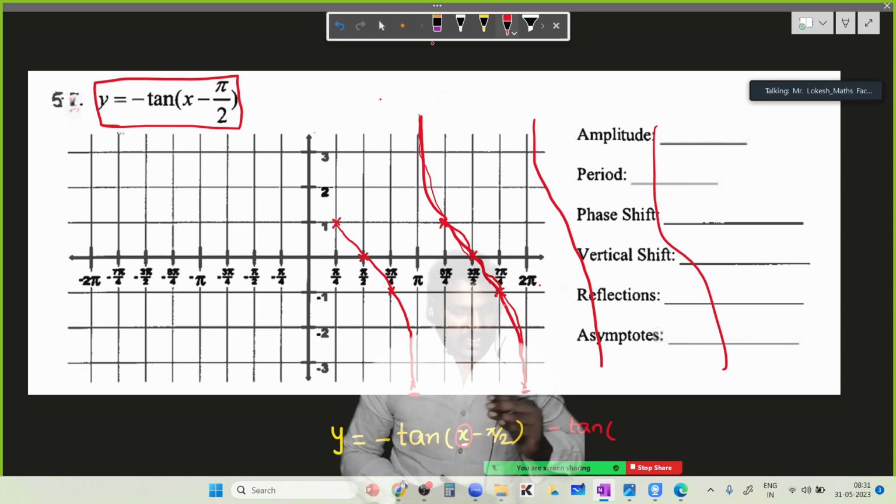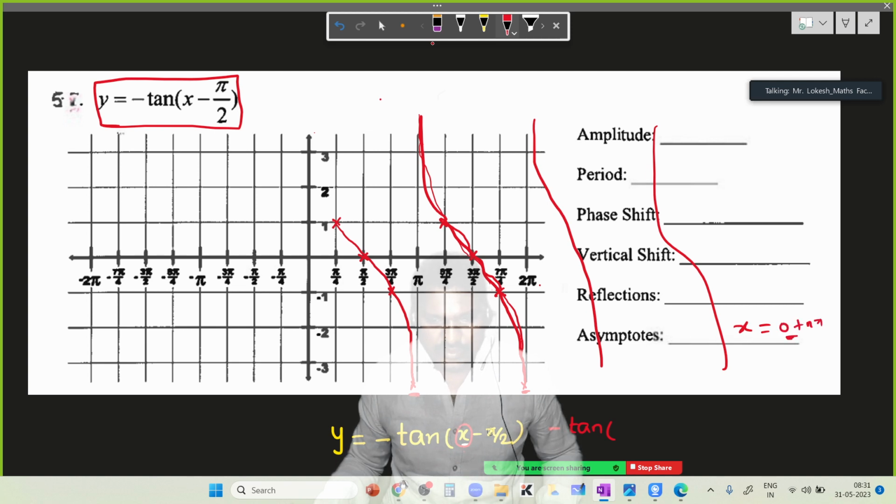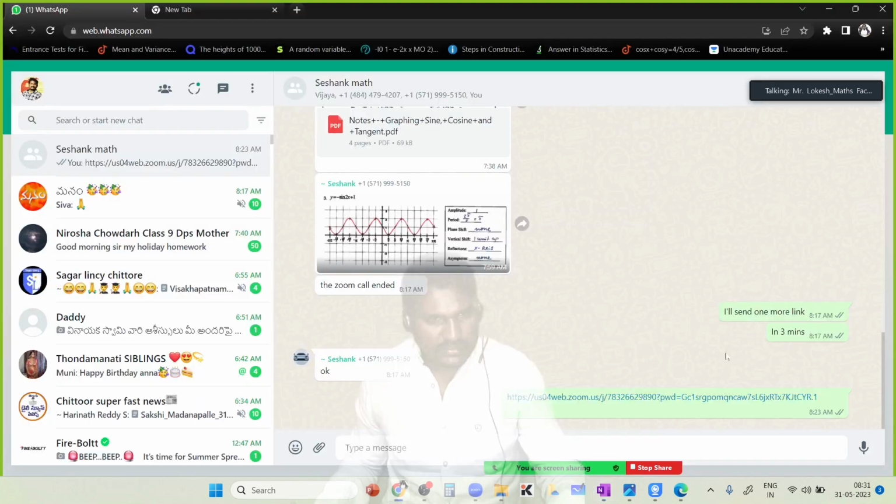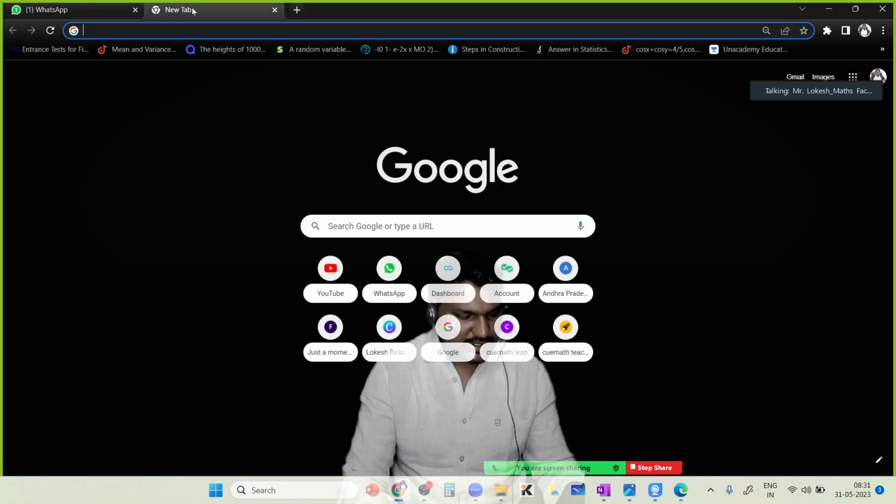Okay, so once again I'll do all these problems, Shashank. So what are the asymptotes? I have observed the formula. The asymptote is given by x equals d plus n pi, where d is 0. For example, if compared with a tan(bx minus c) plus d, here the value of d is 0. I'll share the formula with the link.